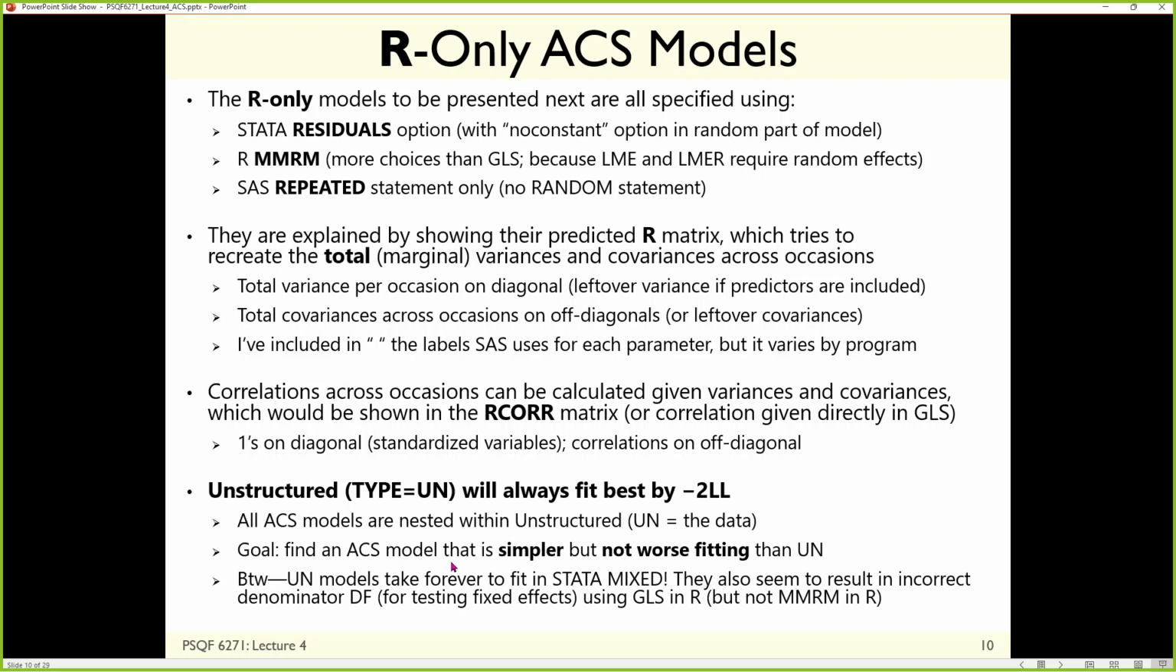The goal is to find a model that is simpler but not worse. And I have a note that Stata users, you're going to have to wait a minute for unstructured to estimate. I don't know why, but it takes disproportionately long in Stata relative to other packages. Beats me.